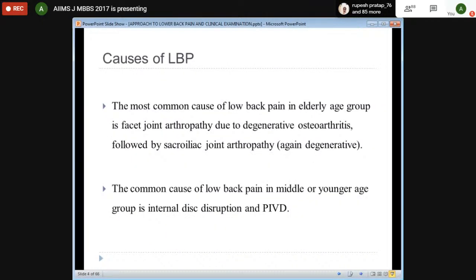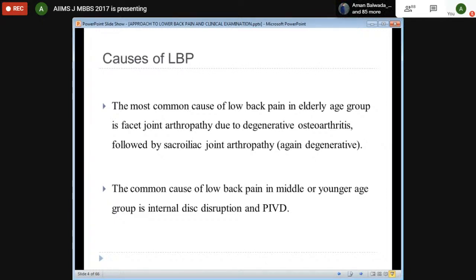The most common cause of low back pain in the elderly age group is facet joint arthropathy. The facet joints are pain-generating structures and play a very important role in the posterior stabilization of the spine. Degenerative conditions are common in the facet joint, which can lead to different types of lower back pain. It is more common in the adult age group, 40 to 60%, followed by sacroiliac joint arthropathy.